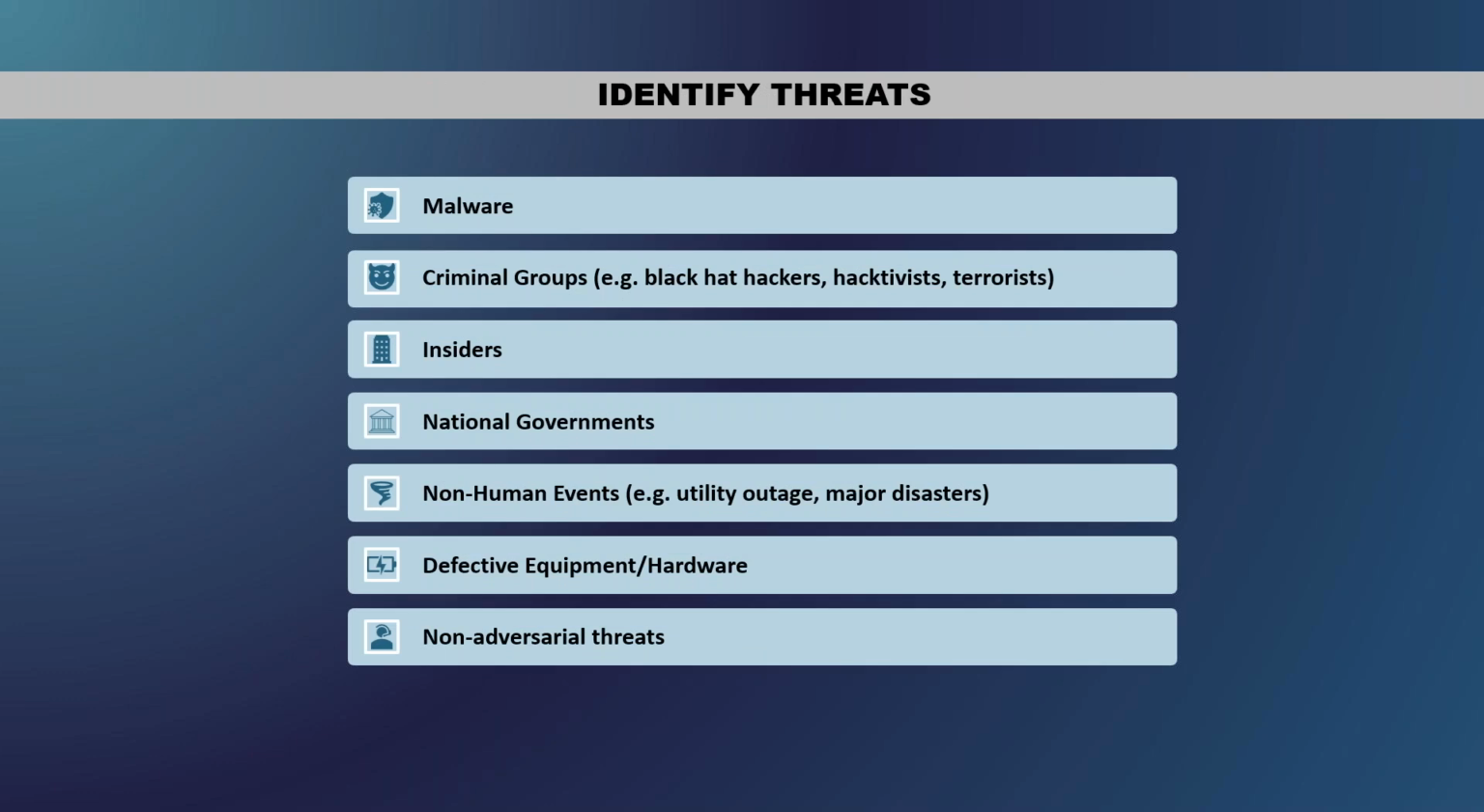And then identify the threats. We have various pieces of malware, which can include viruses, trojans, worms, rootkits, spyware, network software agents, ransomware, and then criminal groups, black hat hackers, hacktivists, terrorists, insiders, national governments, non-human events, defective equipment or hardware, and non-adversarial threats. Non-adversarial threats are when damage occurs through an inside employee, but it was unintentional and accidental. It was an authorized user who didn't have any ill will towards the organization at all, and they accidentally leaked some information.